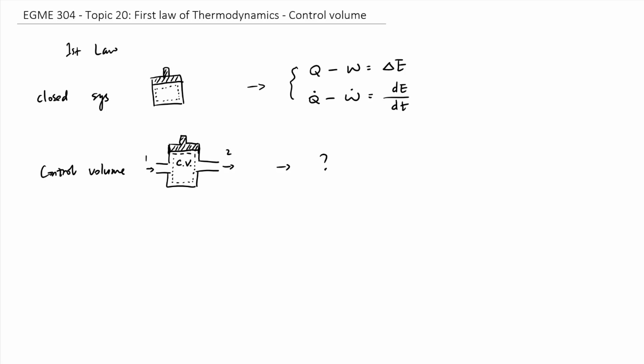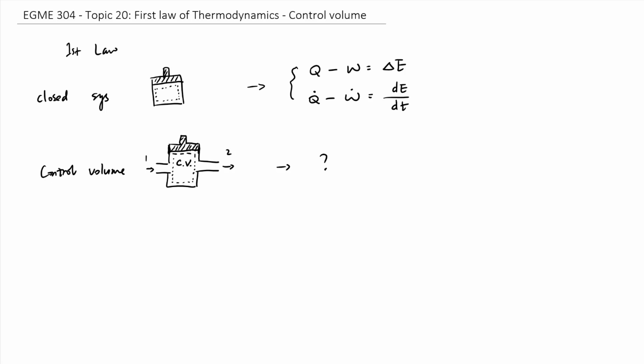Q is heat transfer, W is work, and E is total energy. Delta means change. An alternative to this equation is to divide every single term by time. Q over time is called heat transfer rate, so we put a dot on top of Q. W over time is called W dot, that is power. And the right-hand side becomes dE over dt.